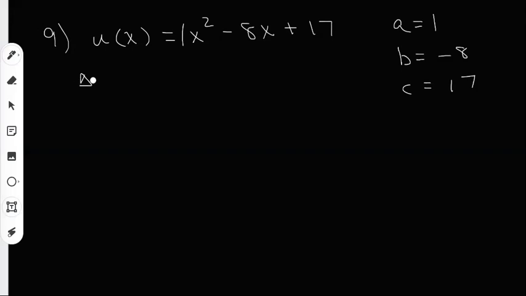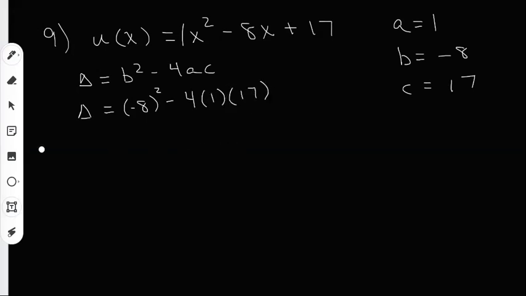So now we have all we need to figure out what the discriminant is. And once again, that is b squared minus 4ac. So I'm just going to take these three numbers and plug them in for a, b, and c. I know that b is going to be negative 8. I put that in parentheses because it's a negative number and we're going to be squaring it. I have a minus 4ac. I know that a is 1 and c is 17.